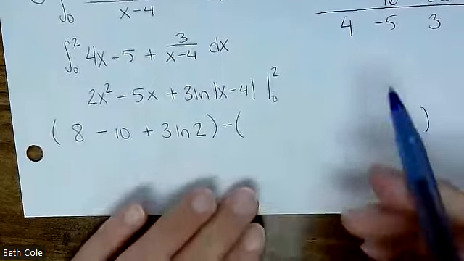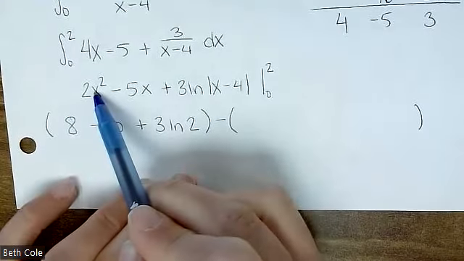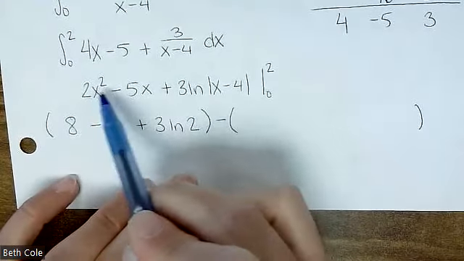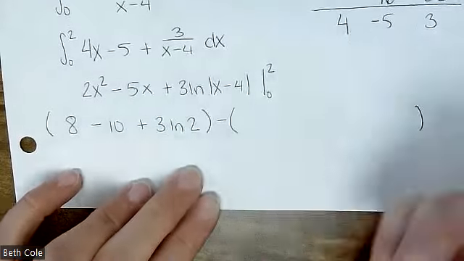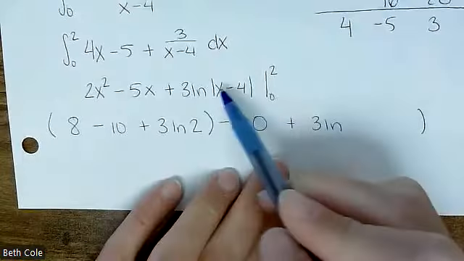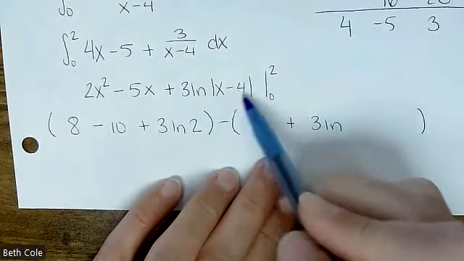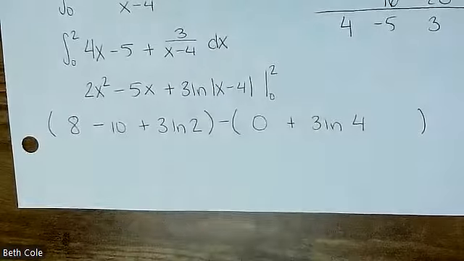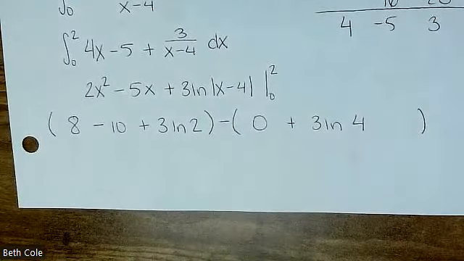Good job, you guys followed me there. And then 0. Well, if you plug in 0 to both of these, this whole thing is going to be 0 plus 3 ln. Now 0 minus 4 is -4, but the absolute value of -4 is 4. All right, we're going to keep on going.